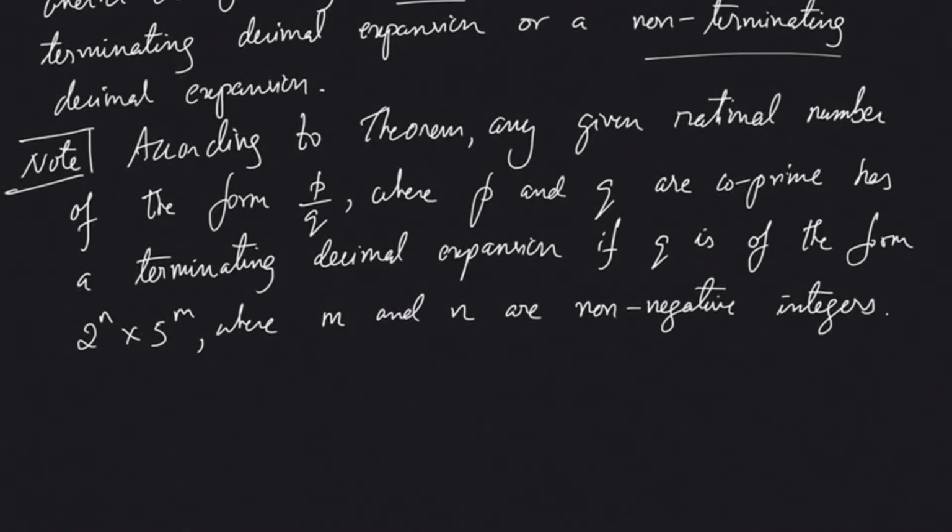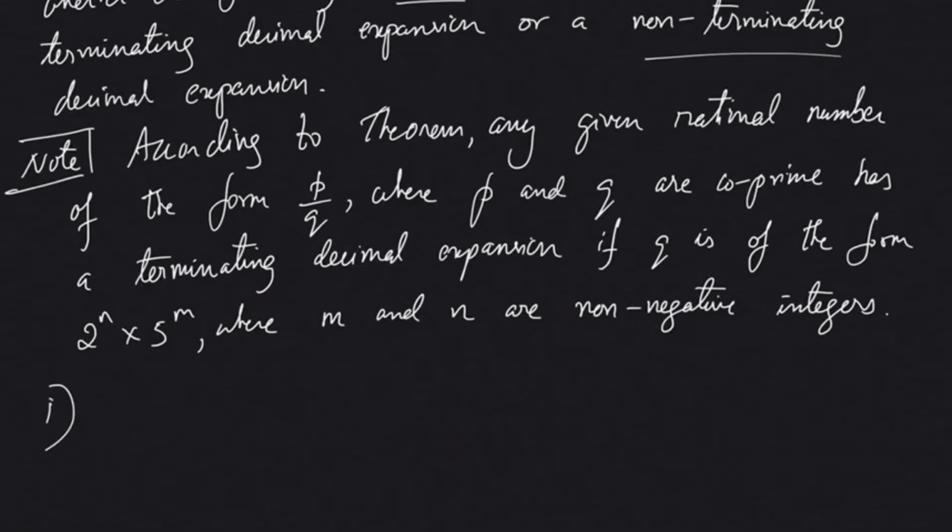Now there's one theorem for that. According to the theorem, any given rational number can always be written in the form p by q, where p and q are co-primes, or in other words have no common factor. It has a terminating decimal expansion if the denominator q is of the form 2 power n into 5 power m, where m and n are non-negative integers. That means the denominator should be a multiple of 2 power n and 5 power m. Then only we can say that it is a terminating decimal. So now let's see some questions and try to solve.